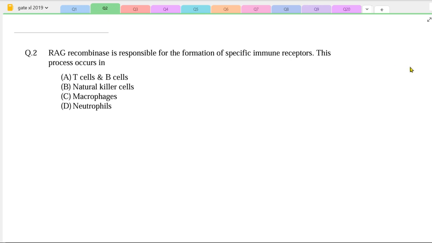RAG recombinase is responsible for the formation of specific immune receptors. So this process occurs in. In the question itself, there is a slight key: specific immune receptors, which means it's most likely related to adaptive immune response. And also, if you remember the VDJ recombination mechanism, RAG recombinase is involved there. So keeping these in mind, the correct answer here is T cells and B cells, because these cells are involved in recognizing antigens specifically and eliciting an adaptive immune response. This is a pretty simple question to solve if you know basic immunology concepts. Moving on to the next question.